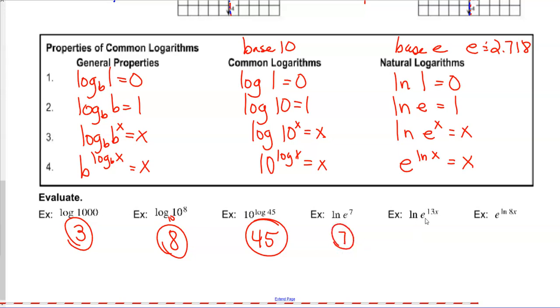The natural log of e to the power of 13x. Remember, the natural log and the e, according to this piece right here, are inverses of each other. So in a sense, these cancel themselves out, leaving us with the power, which in this case is 13x. And to do the reverse of that, where I have a base of e to a natural log in the power, these again are inverses of each other. They are going to cancel themselves out, leaving me with just 8x. And those are going to be your final answers there.